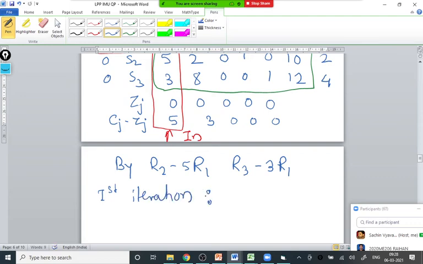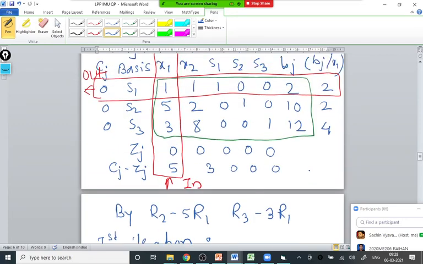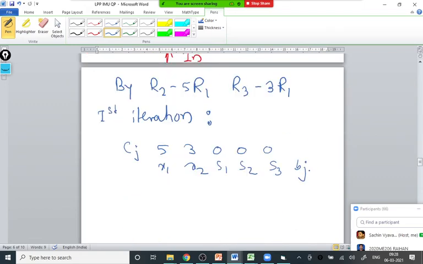In the first iteration, again we start a table with Cj. We already observed our Cjs are 5, 3, 0, 0, 0. So this is x1, x2, s1, s2, s3, bj. Now row 1 doesn't have any transformation, so it will be as it is: 1 1 1 0 0 2. Is it 1 1 1? Yes, sir. 0 0 2. That's about row 1.